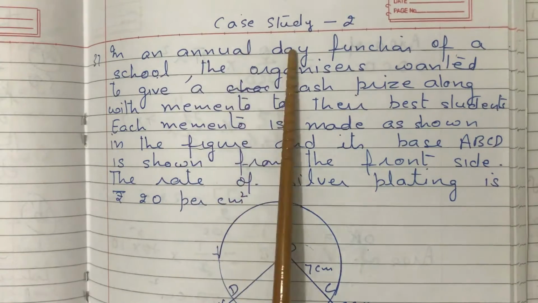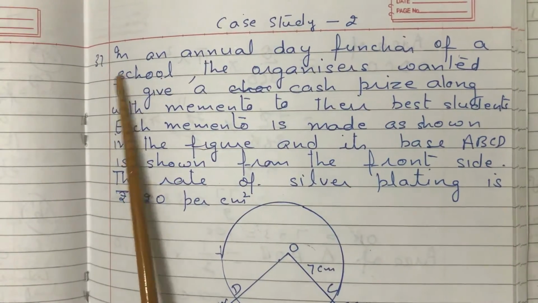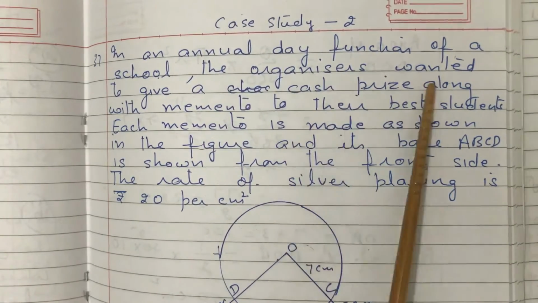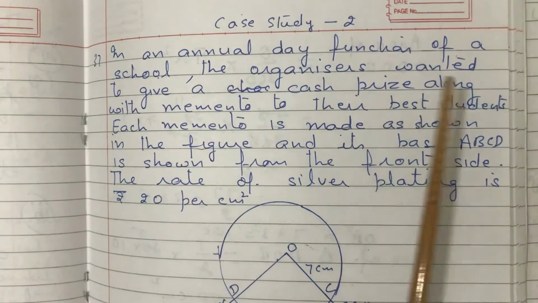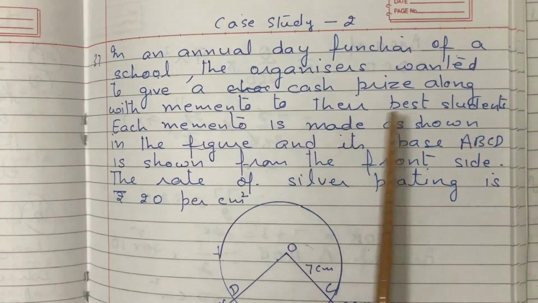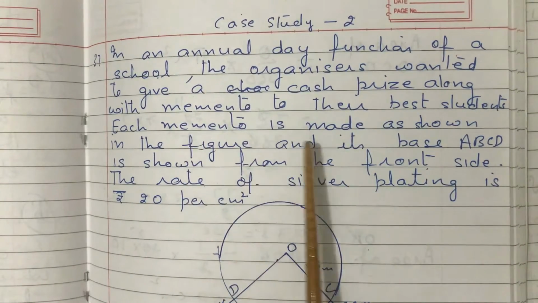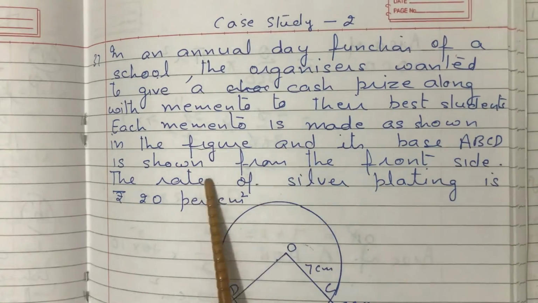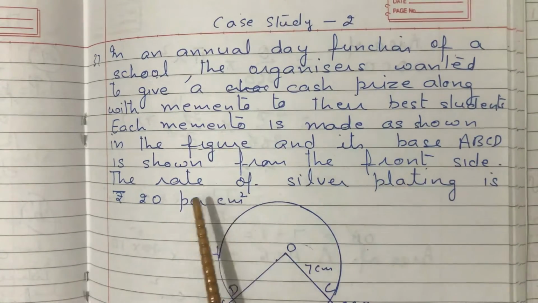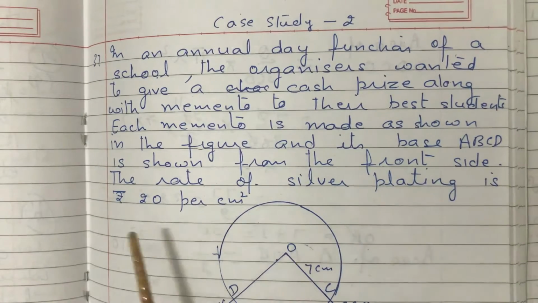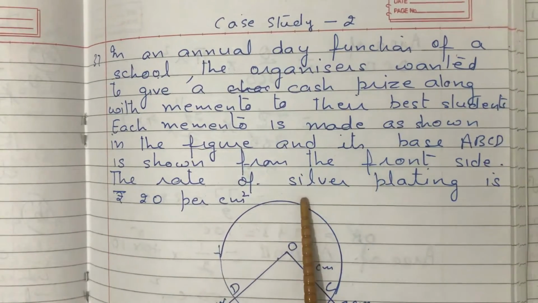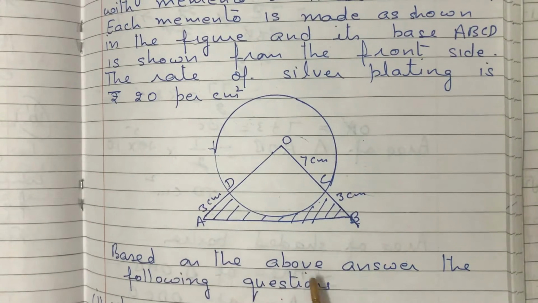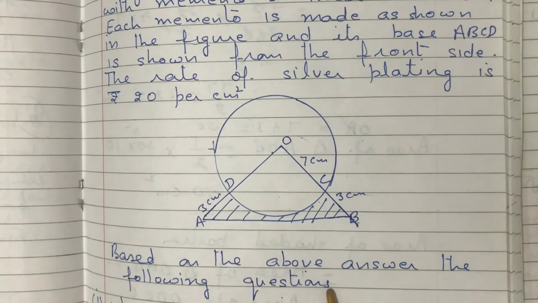Now this is case study 2. Question number 37. In an annual day function of a school, the organizers wanted to give a cash prize along with memento to their best students. Each memento is made as shown in the figure and its base ABCD is shown from the front side. The rate of silver plating is rupees 20 per centimeter square. Now this is the figure. Based on the above, answer the following questions.